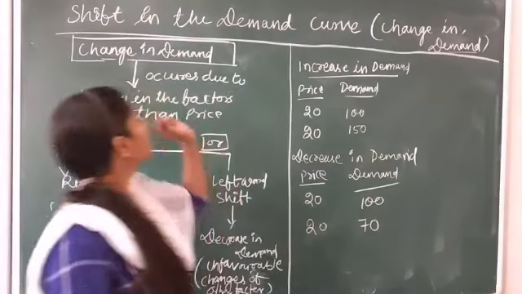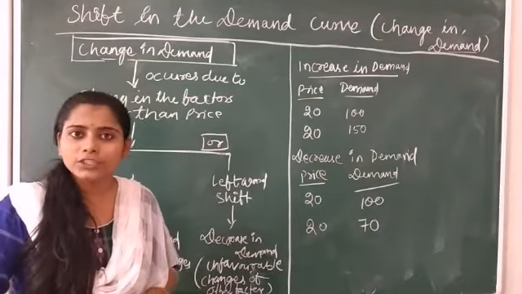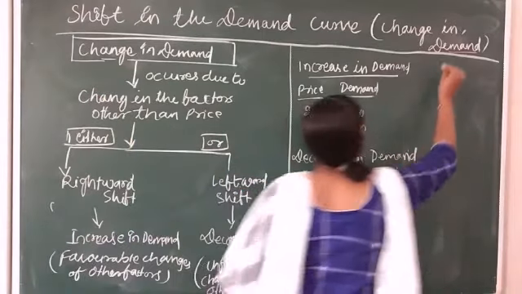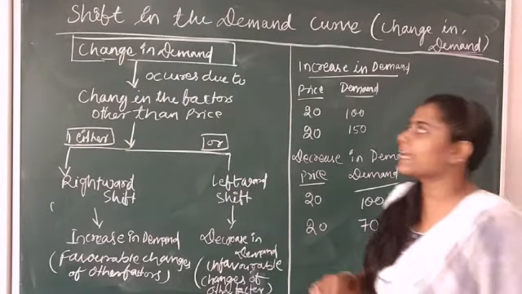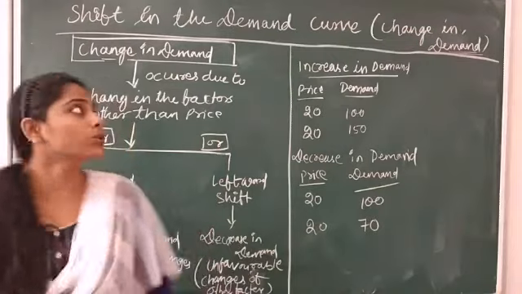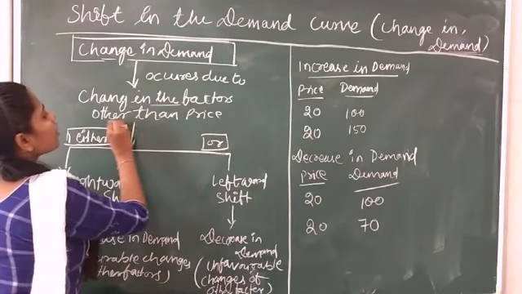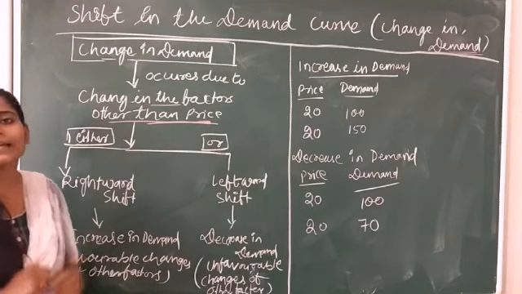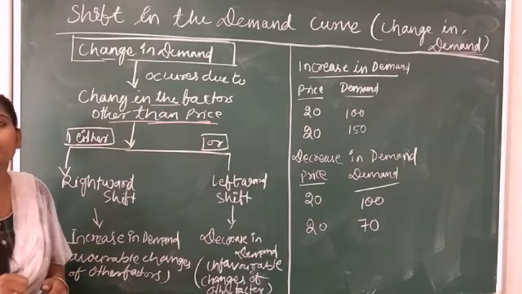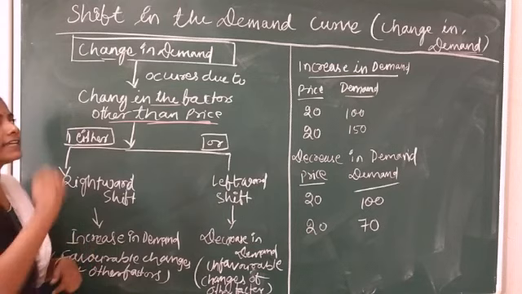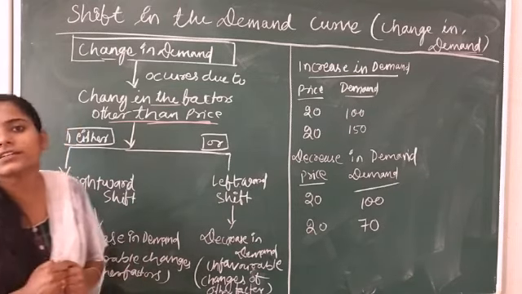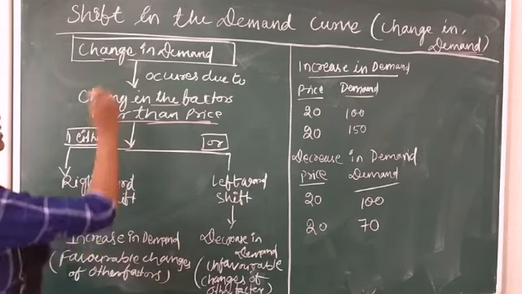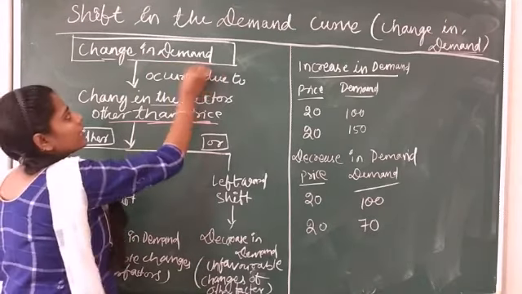The topic is shift in the demand curve. This is also known as change in demand. Change in demand occurs due to the change in factors other than price. If demand changes only because of price, it is known as expansion and contraction of demand. But here there is only change in demand.